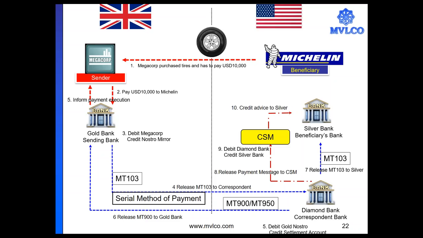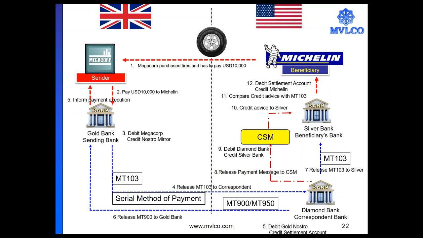Now Silver Bank has got two messages, one incoming MT103 at step number 7 and another incoming credit advice from the clearinghouse at step number 10. Ideally, we should compare the messages coming at 10 and 7. Once both of them are matched, that is credit advice is matched with the MT103 coming in from Diamond, then at Silver Bank we'll credit the beneficiary, that is Michelin. This is the mechanism of serial method of payment. This is how we do the serial method.